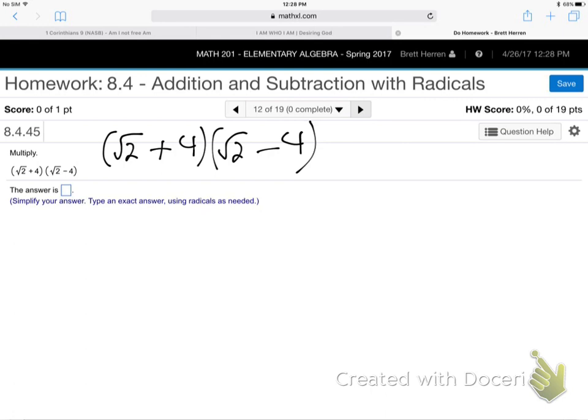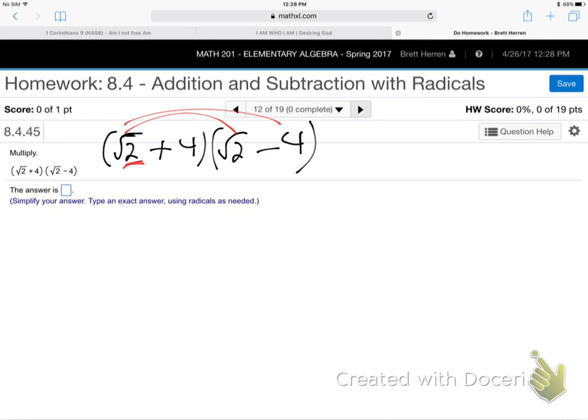See, the root is only over the 2. So that's real important. Notice the root stops at the 2. Don't let it spread to go over the 4. That'd be a different problem. So we know the rules here. The first one goes to both.